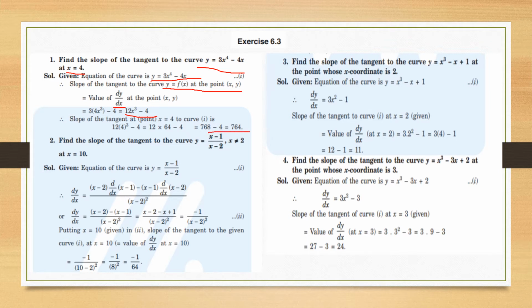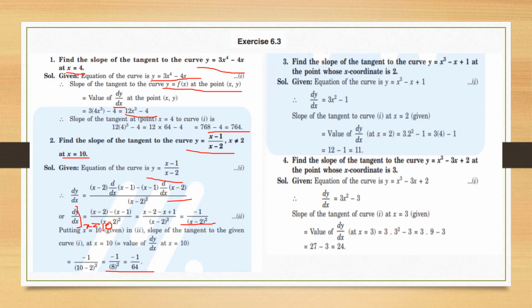Number 2 is find the slope of tangent to the curve at x equal to 10. Similarly, this is the function. I have to find dy by dx using quotient rule. So this is my derivative: minus 1 upon x minus 2 whole square. Now the value of the derivative at x is equal to 10 will give me the slope of tangent to the curve at this point. So I'll put minus 1 upon 10 minus 2 whole square, that is 8 square, that is minus 1 upon 64.